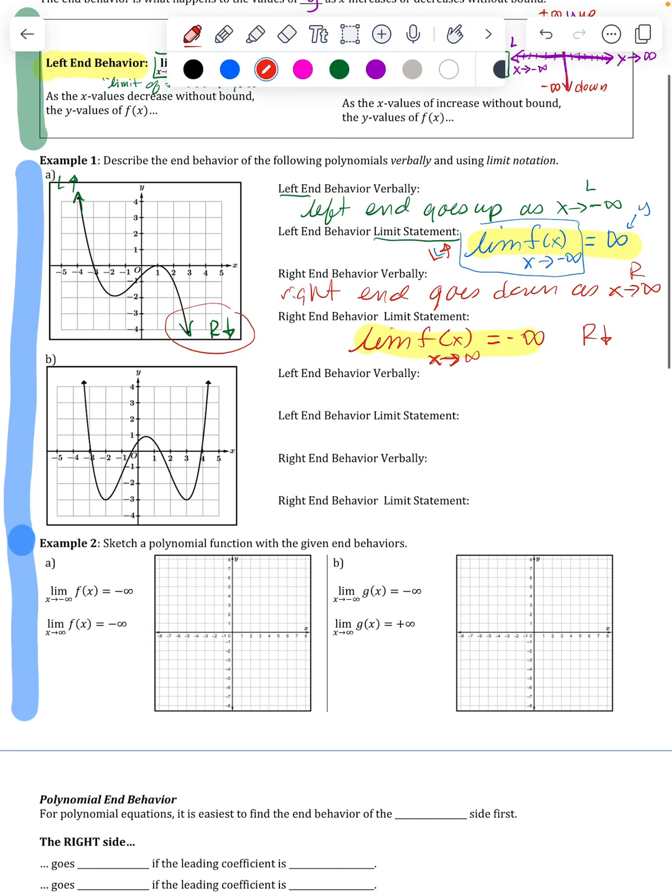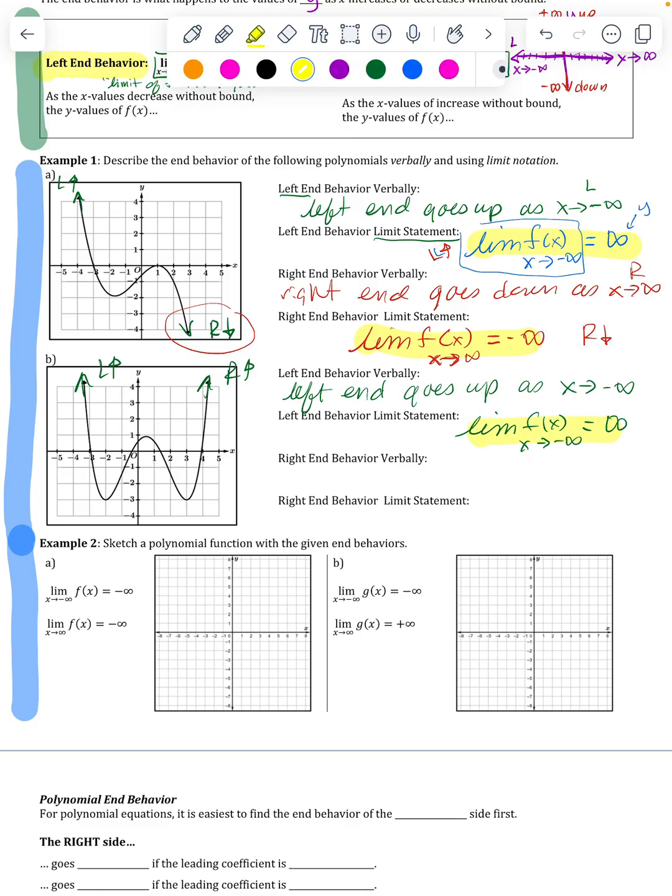Same thing here with this new graph. In this case, both the left and the right are going up. And so I would just say that my left end goes up as x goes to negative infinity, since it's the left end. And here I would write that in limit notation as the limit of this function as x approaches negative infinity, indicating the left end is going up, so positive infinity on the y side of my statement.